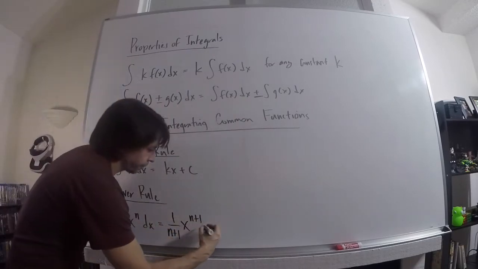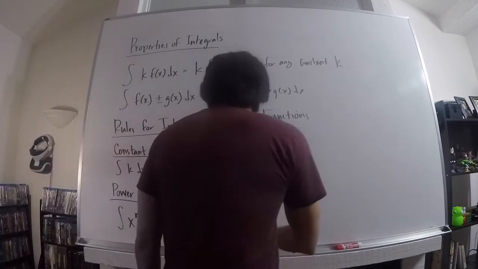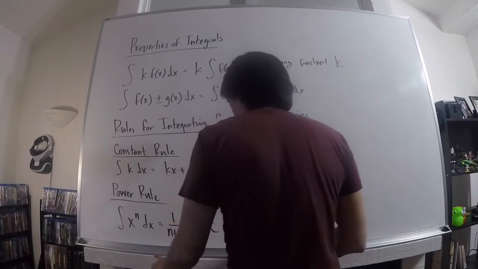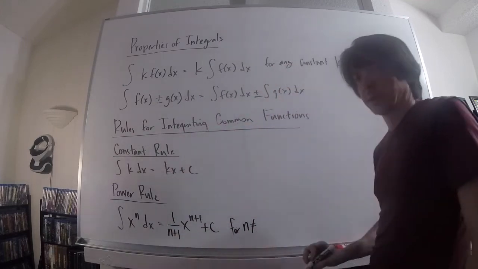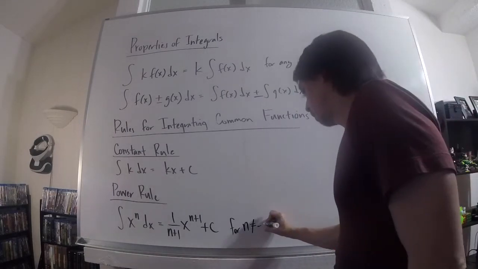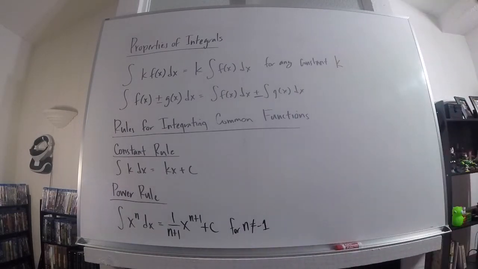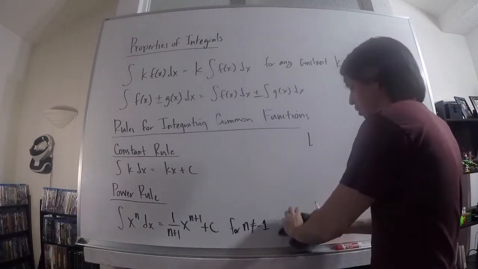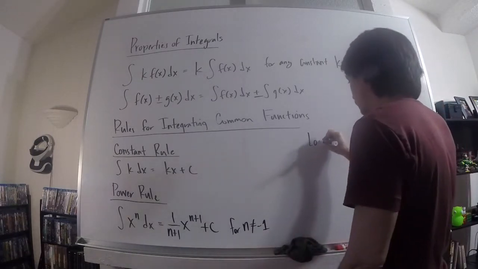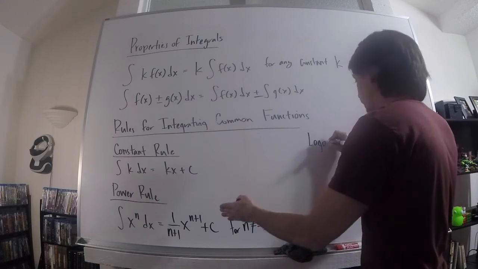Plus c. And an important thing is that that works for any power n except for -1. And we will talk about that. But every other power other than -1 will work. And that's all for the polynomials we dealt with. So in chapter 3 we would have just had that available.